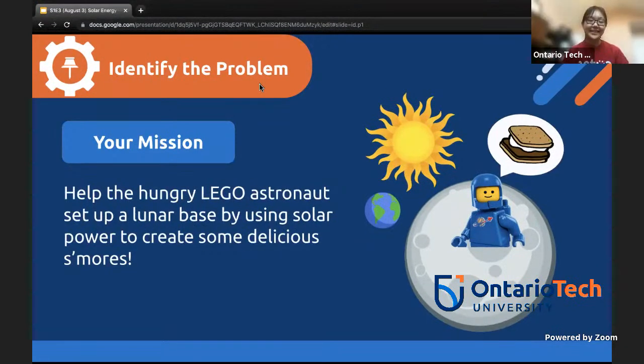Thank you, Alyssa, and thanks for telling us all about solar energy and how solar panels work. So first, in our engineering design process, of course, we want to identify the problem. So our mission is to help the hungry Lego astronauts set up a lunar base, so on the moon, by using solar power to create some delicious s'mores. So on the right over here, we've got our little Lego man, and he's living on the moon, and he wants to enjoy a toasted, nice s'more while he's there.